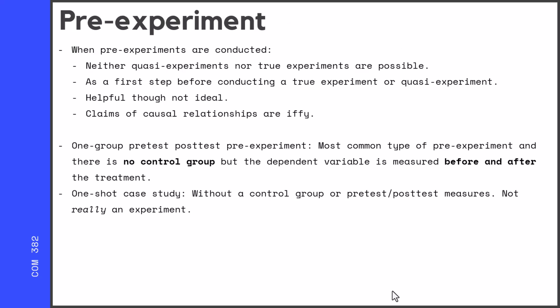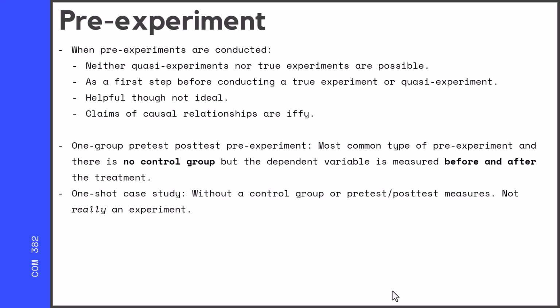So a pre-experiment is when you can't do a true experiment, you can't do a quasi-experiment. It's sort of like a first step. It's not ideal, but they can be helpful, but definitely our claims of causality are really iffy. So for example, in a one group pre-test, post-test, pre-experiment, there's no control group, but the dependent variable is measured before and after. So maybe they're interested in testing empathy levels after people participated in a workshop on race relations. They measured before and after, but there was no control group.